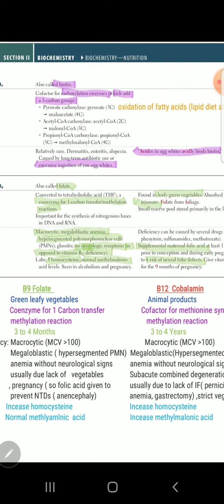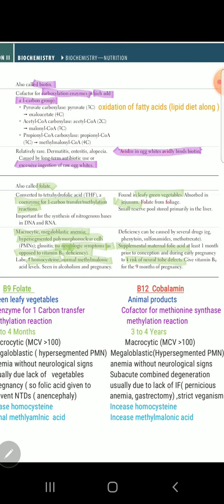And the next is B9, which is absorbed in the jejunum, and B12 will be absorbed in the ileum.